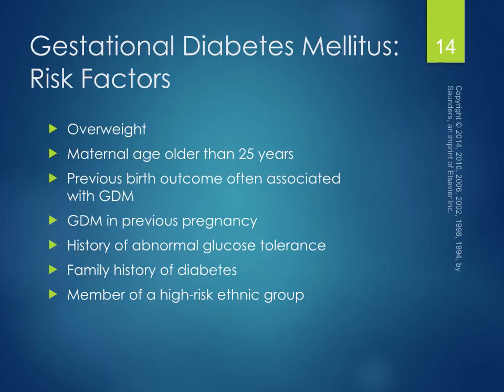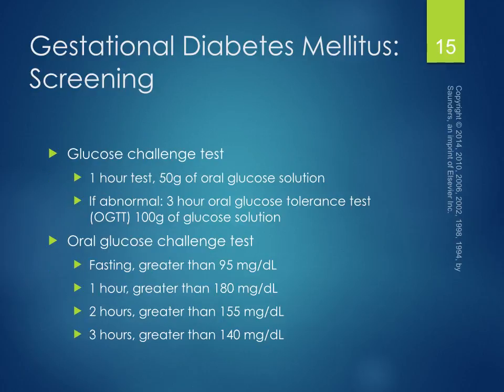Risk factors for patients who might have diabetes include patients with higher BMIs, patients who are overweight and obese, maternal age greater than 25, GDM in previous pregnancies, history of abnormal glucose tolerance tests, and we do that during pregnancy, usually during the second trimester, family history of diabetes, again why it's so important to get a nice in-depth health history of these patients, as well as members of high-risk ethnic groups.